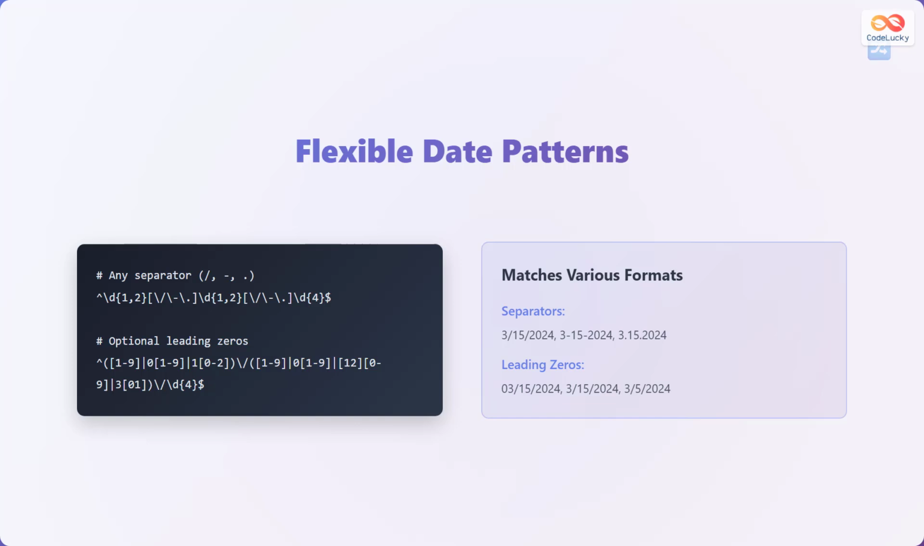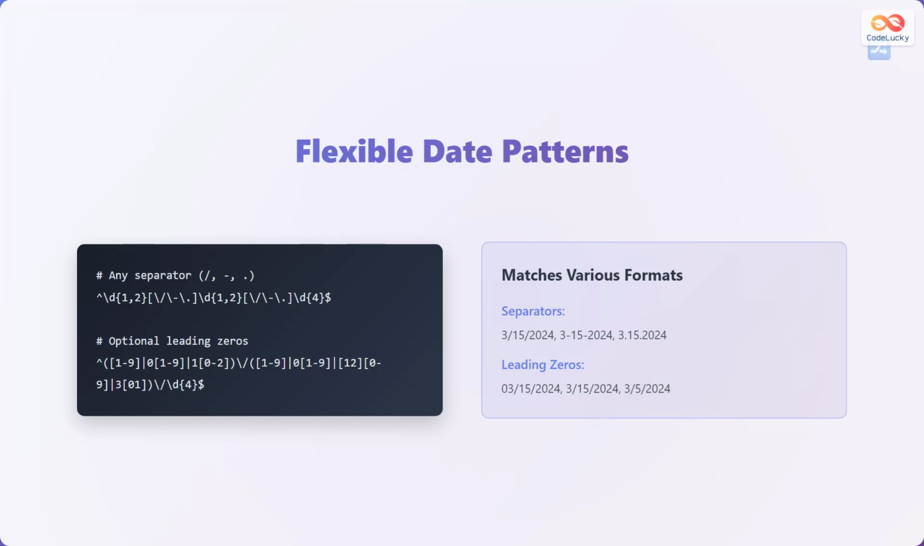Let's explore some flexible date patterns that allow for different separators and optional leading zeros. On the left are the RegEx patterns and on the right are descriptions. The first RegEx is for any separator like /, hyphen, or dot. It matches one or two digits, then any of the separators, then one or two digits again, then one of the separators, and finally a 4-digit year.